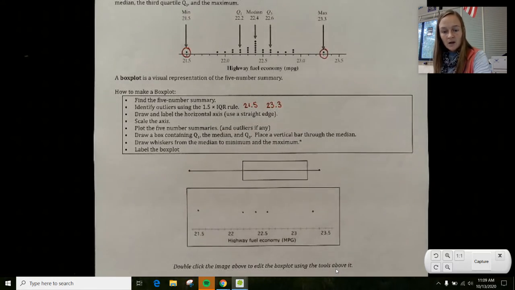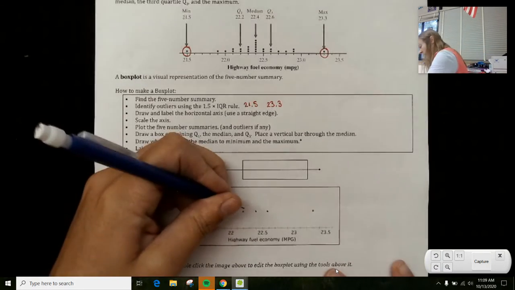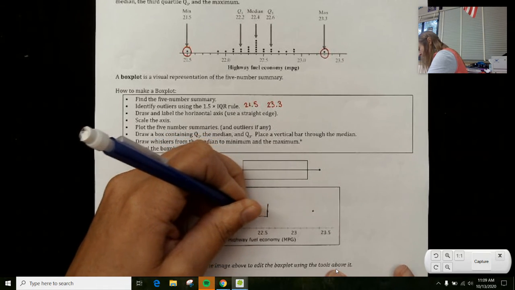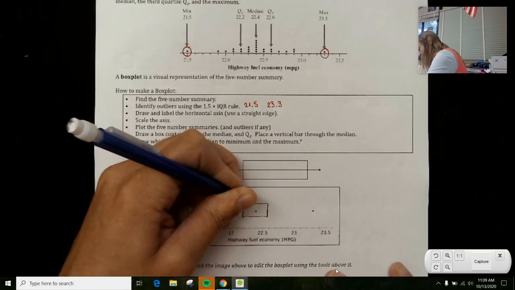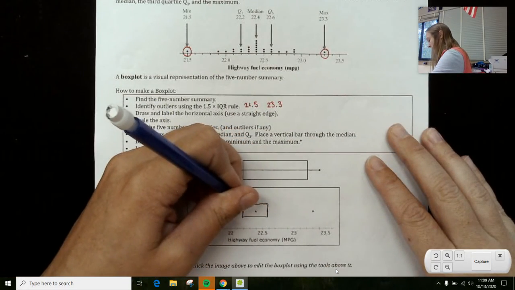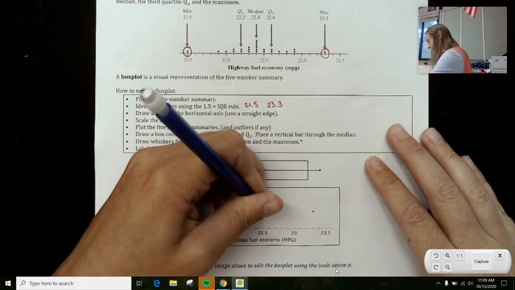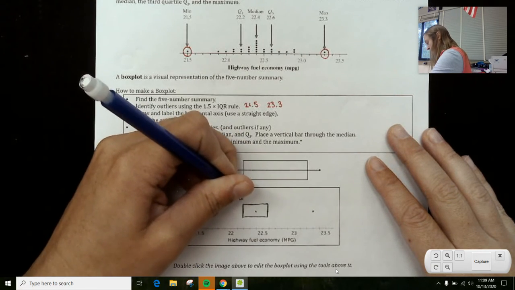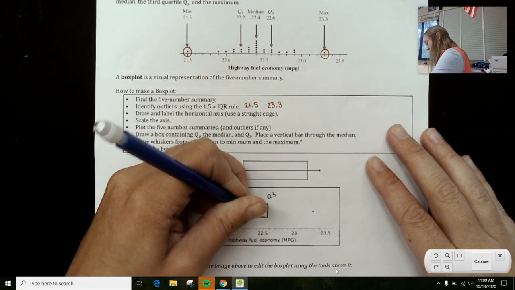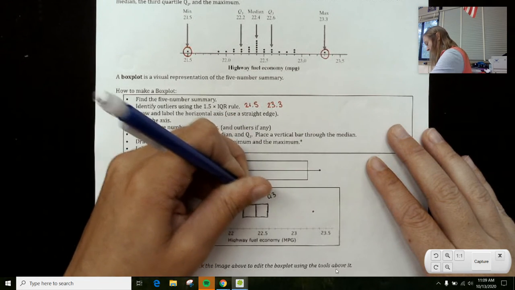Okay, so in a box plot, your box consists of the middle half of the data. Your IQR is actually where the box is. So I'm going to draw a box from Q1 to Q3. So draw a box from Q1 to Q3, and a line down the middle of the box at your median.